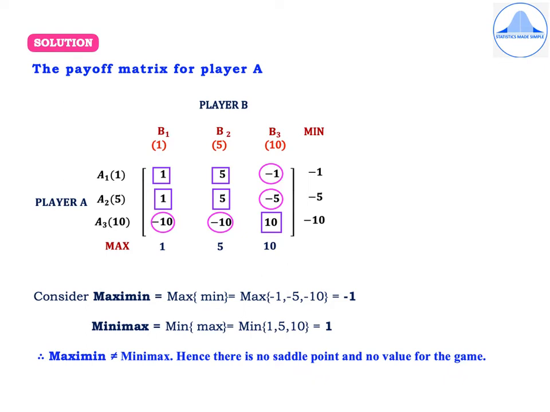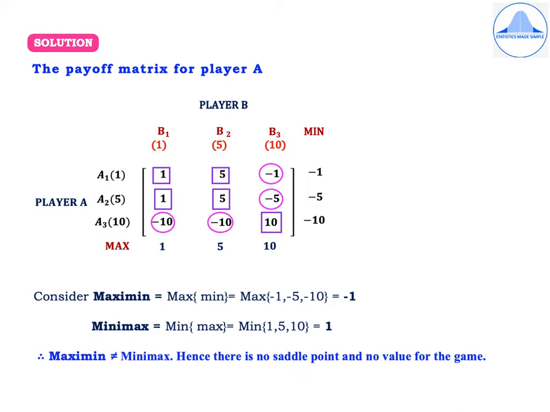Next, we have to solve the game using the Maximin Minimax principle. So the next step is to form the minimum column and the maximum row. In each of the rows, first we need to find out the minimum value. The minimum of 1, 5 and minus 1 is minus 1. So minus 1 is circled in pink color. In the second row, for the payoffs 1, 5 and minus 5, the minimum value is minus 5, which is circled, and then it is written under the minimum column.